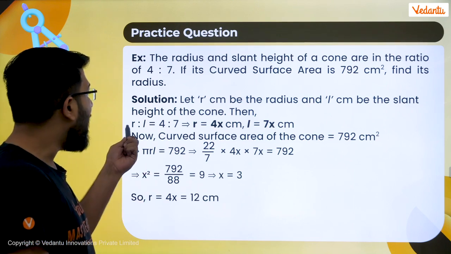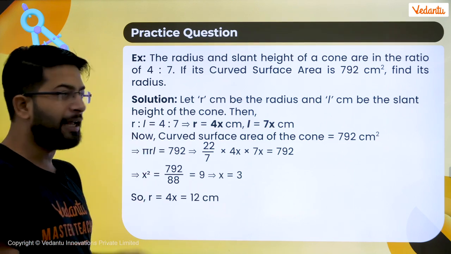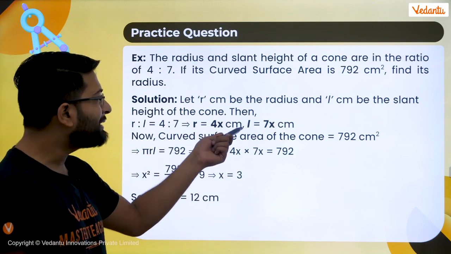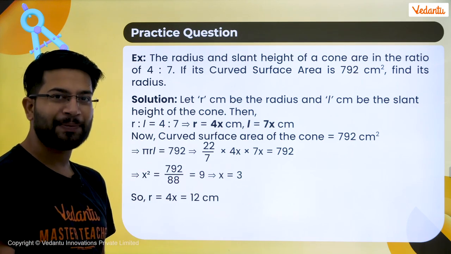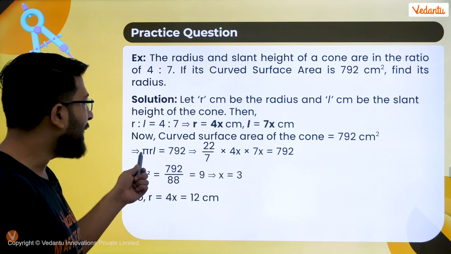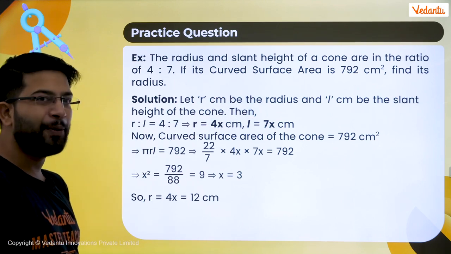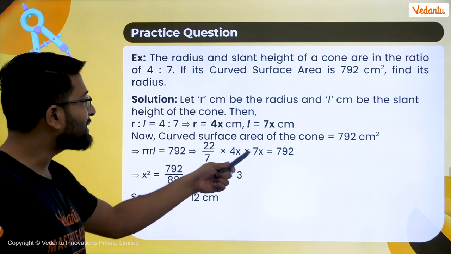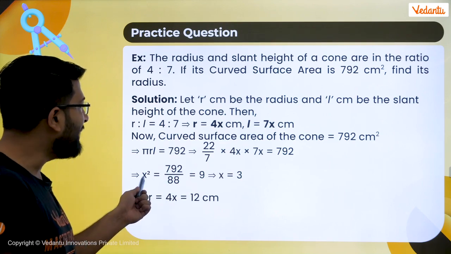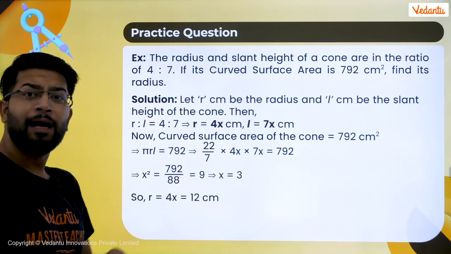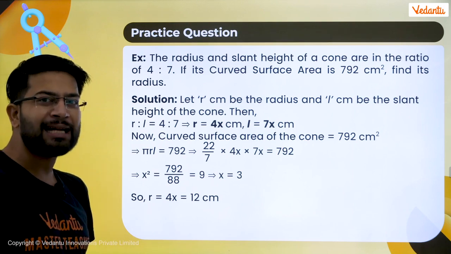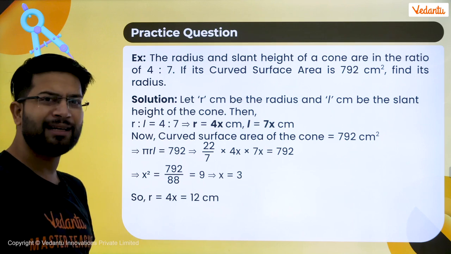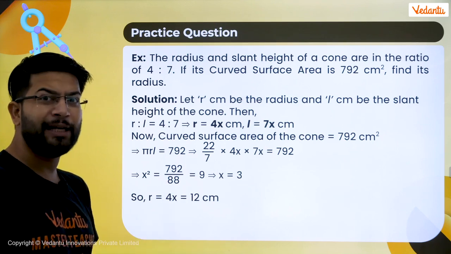So champ, if R upon L is equal to 4 by 7, we can assume that R equals 4x and slant height is 7x. Now champ, CSA is pi RL equal to 792. We know pi is 22 upon 7. Radius is 4x, slant height is 7x. We can find the value of x from here. And as soon as we find the value of x, we can put the value of x in 4x. We'll get the radius. Very easy question. I hope this is clear.